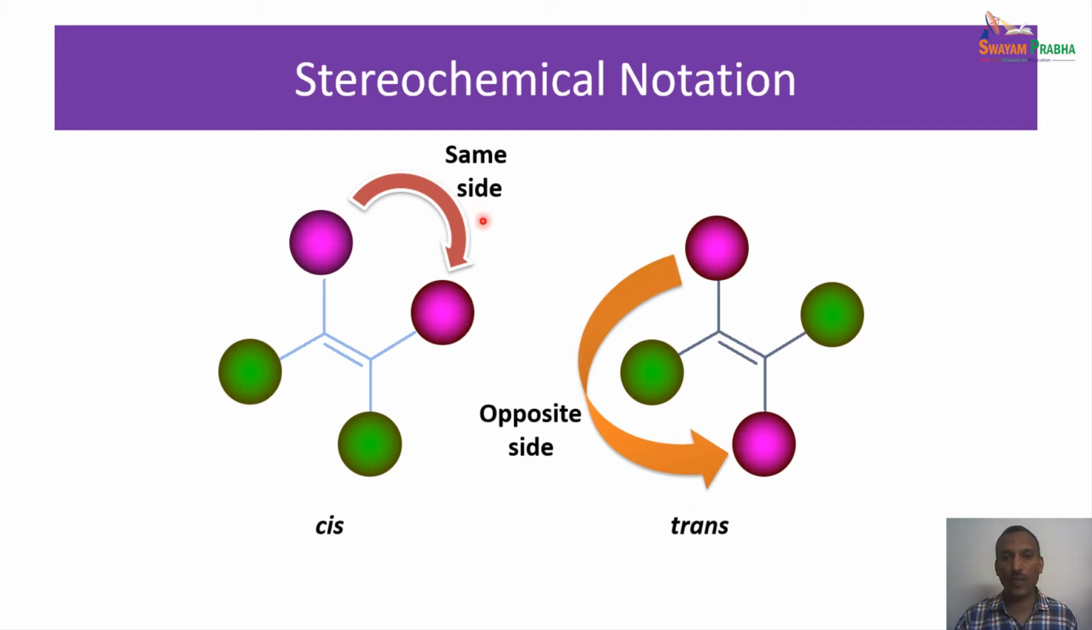This is how we can identify whether it is a cis isomer or a trans isomer. The point to remember is that when we are cutting the molecule into two pieces, the plane has to pass through the double bond and cut the molecule into two pieces. So not across the double bond, but passing through the double bond.